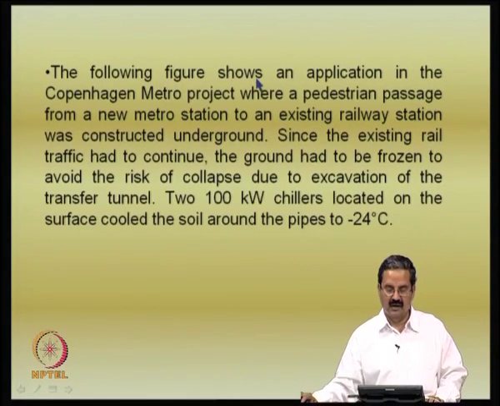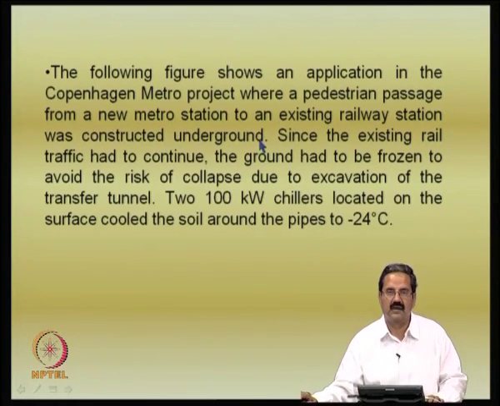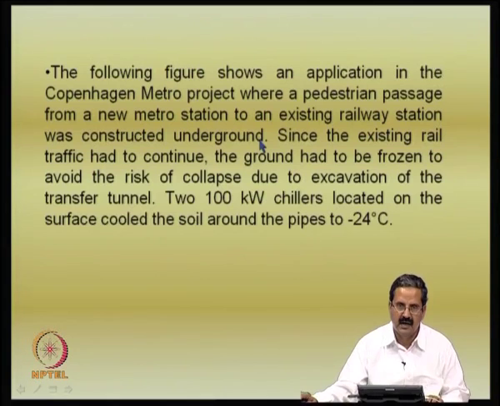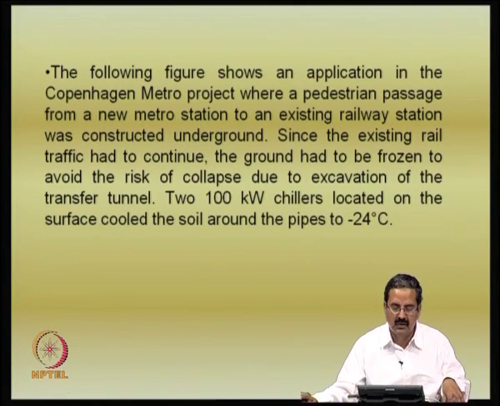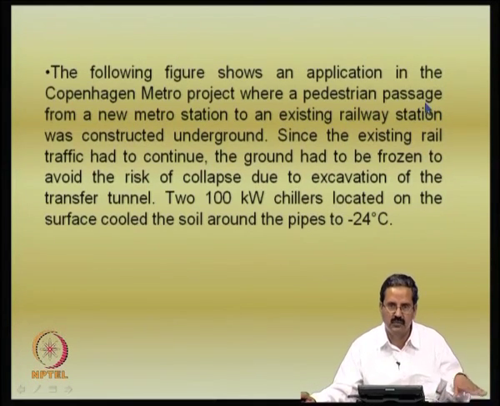The following figure shows an application in the Copenhagen metro project, where a pedestrian passage from a new metro station to an existing railway station was constructed on the ground. Here the question is that you are trying to have a new metro station and you would like to have a pedestrian passage, because people have to move from all the sides. Since the existing railway traffic had to continue, because you can't disturb the existing railway lines, the ground had to be frozen to avoid the risk of collapse due to excavation of the transfer tunnel.